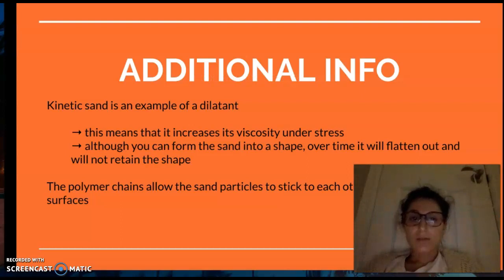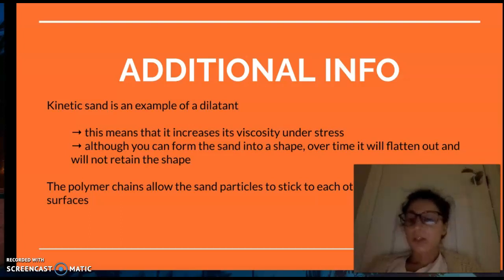Some additional information on this. Kinetic sand is an example of a dilatant. What this means is that it increases its viscosity under stress. So although you can form the sand into a shape, over time it will flatten out and it will not retain that shape. Say you form the sand into a heart or a star, over time it's just going to flatten out into a regular lump again.